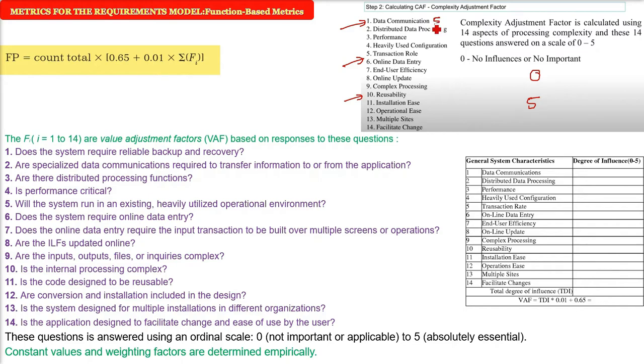So any number between 0 and 5 can be assigned to all these 14. For example, data communication is very important: 5. Online update not required: 0. Reusability somewhat, so I gave 1. So we gave all these 14 values some value between 0 and 5. And then you have to add all the values, the numbers between 0 and 5 you have given. So when you add them, what do you get? This is sigma fi, whichever number comes. And you just put it here, and that will be the function point.